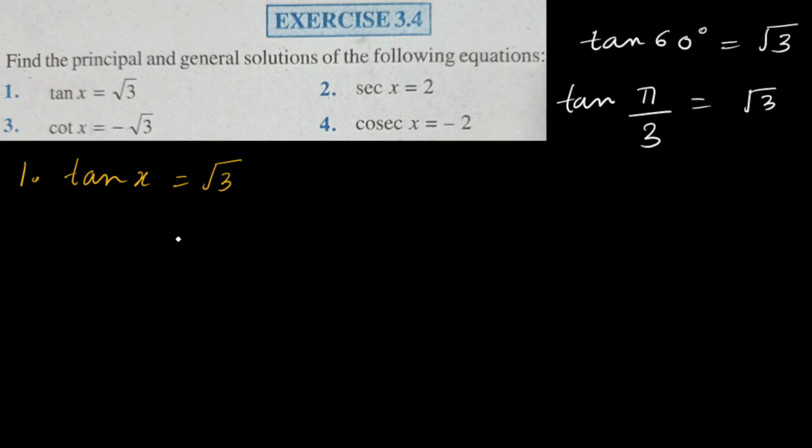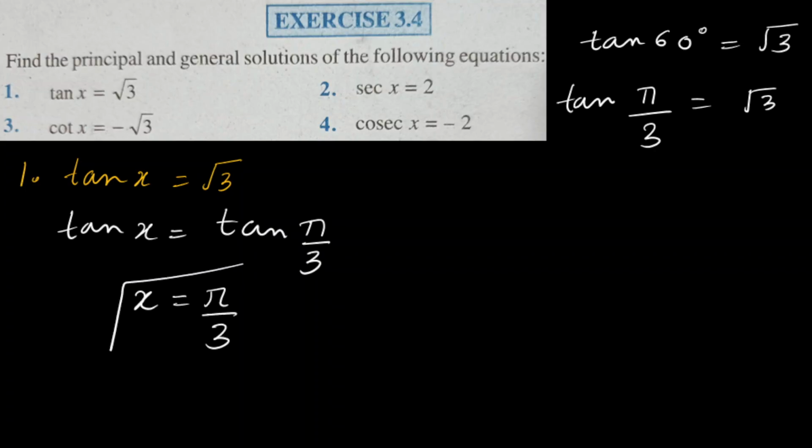So how to find the angle? Convert both sides of the equation into the same trigonometric function. So I can write tan x is equal to tan pi by 3. If I compare the angles on both sides, I'll get my answer as x is equal to pi by 3. This is the principal solution.